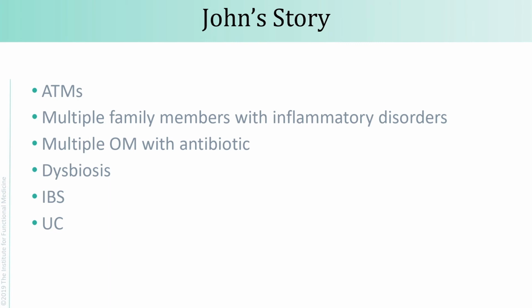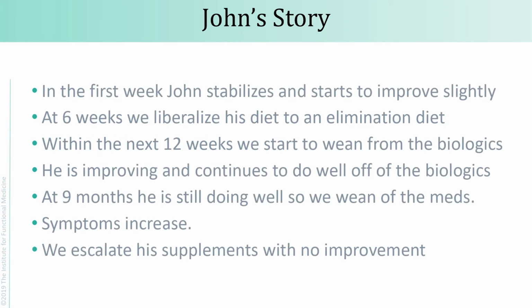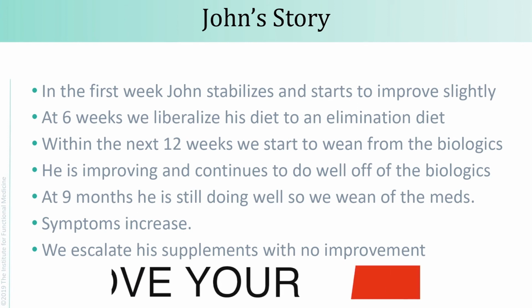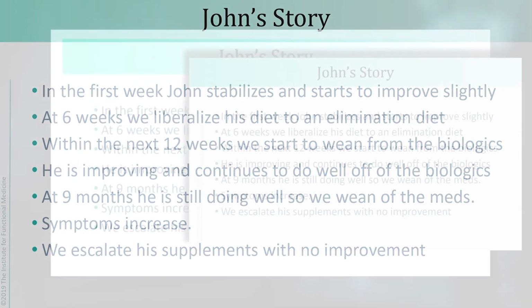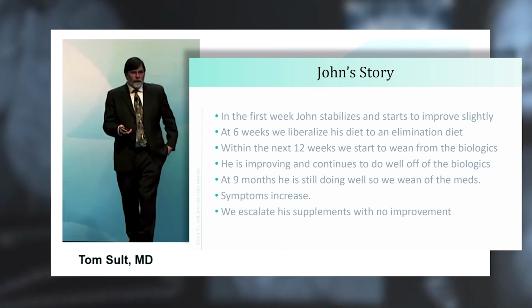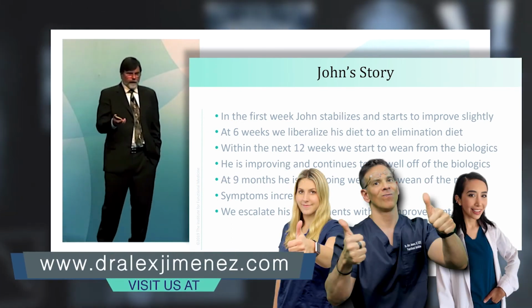So, we talked about this. So in the first week, John stabilized and started to improve on these fairly simple interventions. And I think a big piece of this puzzle was certainly some of the things we did, but it was also somebody saying there may be another path. So 6 weeks, we liberalized his diet a little bit. He was still on an elimination diet, but we liberalized it a little bit.